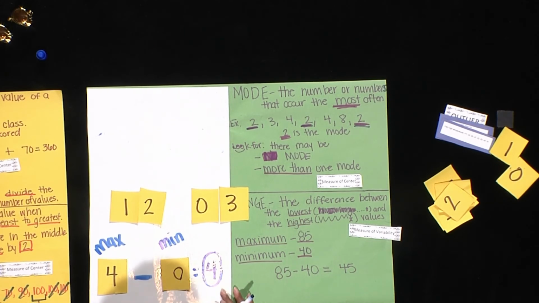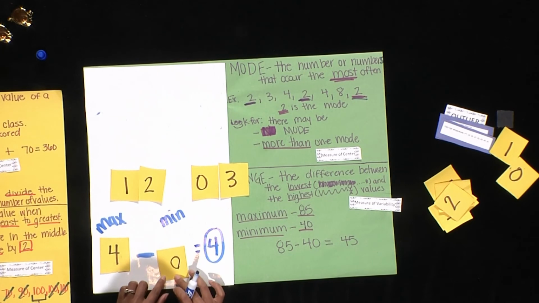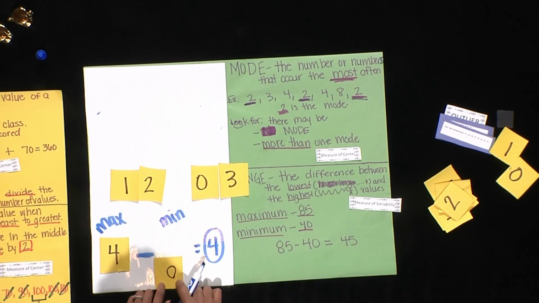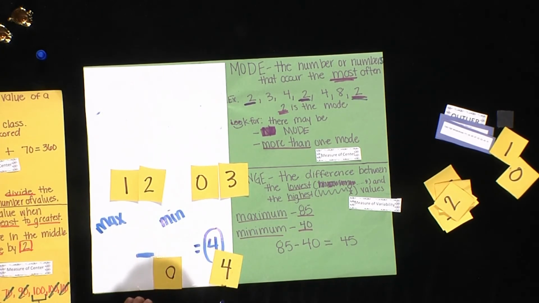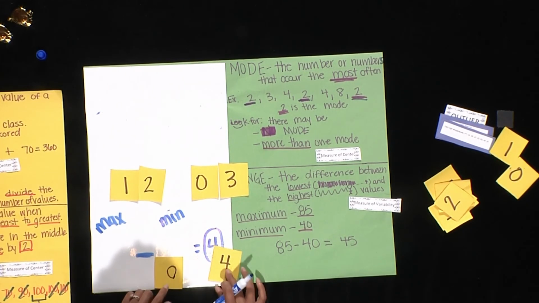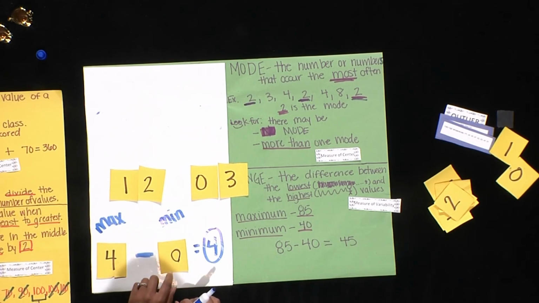Why is 4 your range? Well, from my minimum, it will take me 4 numbers to get to my maximum. For me to get from my maximum to my minimum, it still will take me 4 numbers. That's why we subtract our max and our min. 4 minus 0 gives us 4.